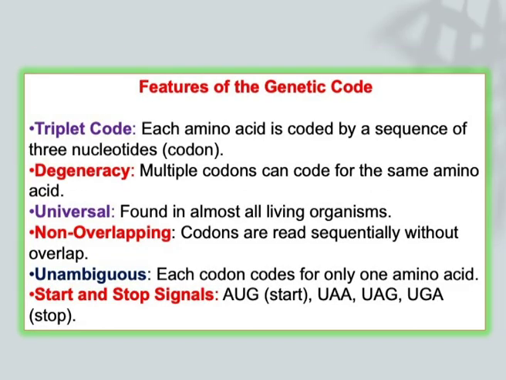The features of the genetic code are: it is a triplet code, meaning each amino acid is coded by a sequence of 3 nucleotides, so we call it a triplet codon. Our genetic code is degenerate, which means multiple codons code for one single amino acid. Our genetic code is universal: any type of organism, prokaryotes, eukaryotes, from lower to higher organisms, shares the same code. Our genetic code is non-overlapping.